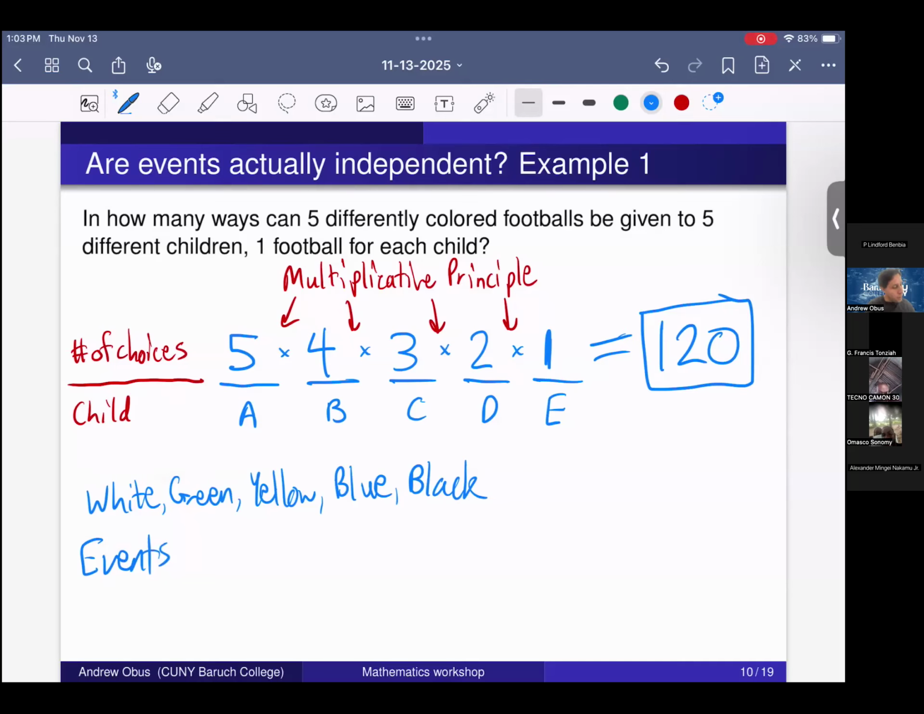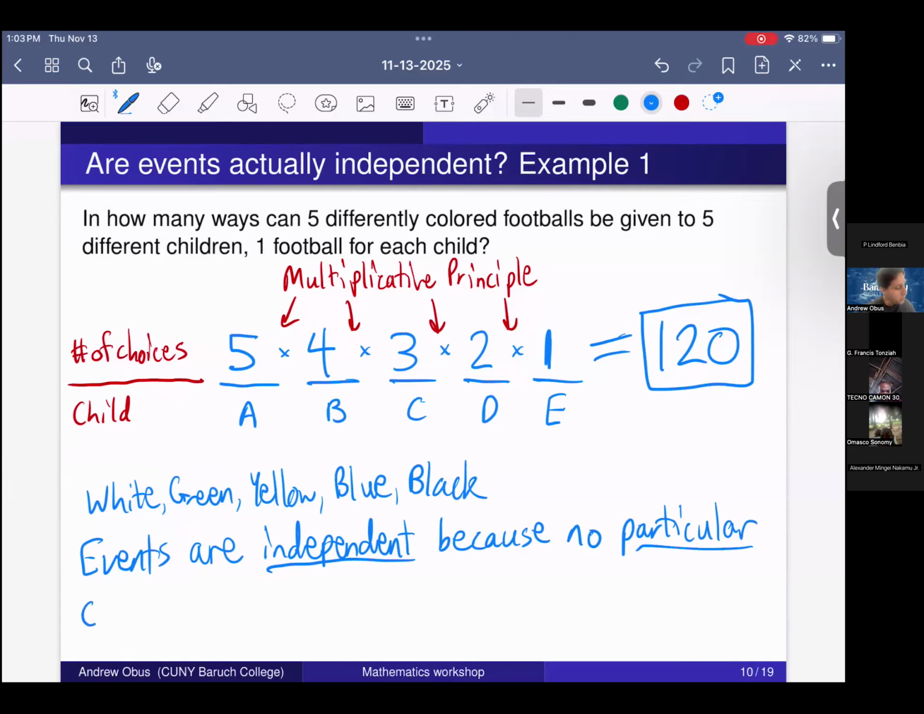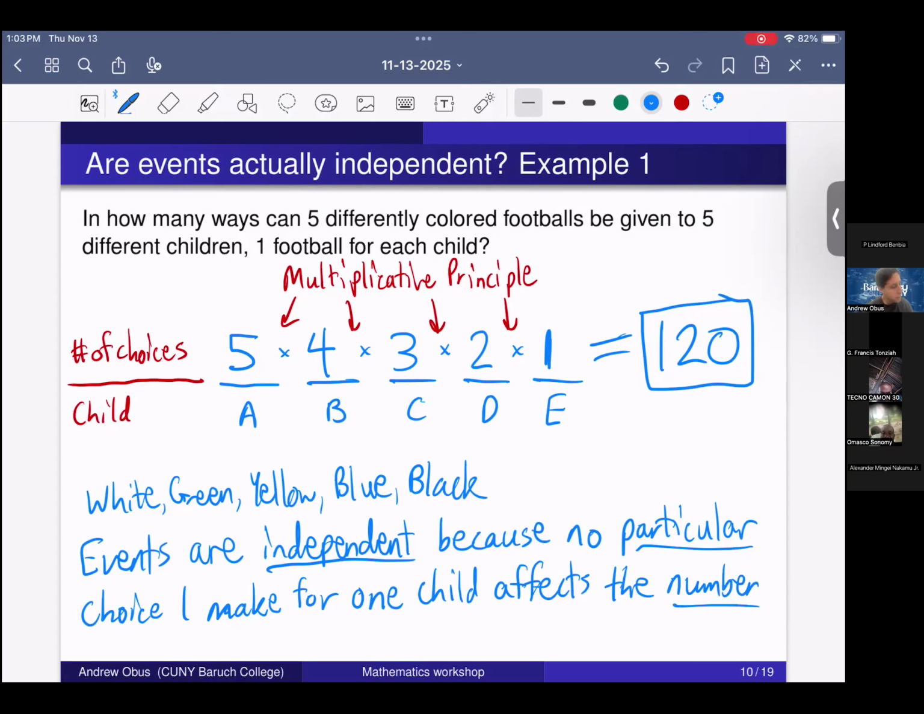The events are independent because no particular choice I make for one child affects the number of choices for a later child.